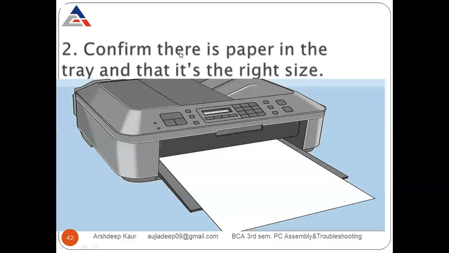Confirm there is paper in the tray and that it is the right size. Sometimes I'm going to print and there is no paper in the tray, so there will be a chance of getting an error. And sometimes we insert paper that is too big or too small, and in those cases there will also be a chance of error. So make sure your tray is filled with paper and the size of the paper is the right choice, not too small and not too big. Always choose A4 sheets for printing.